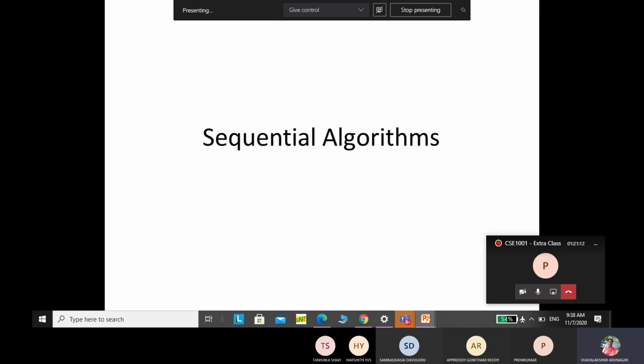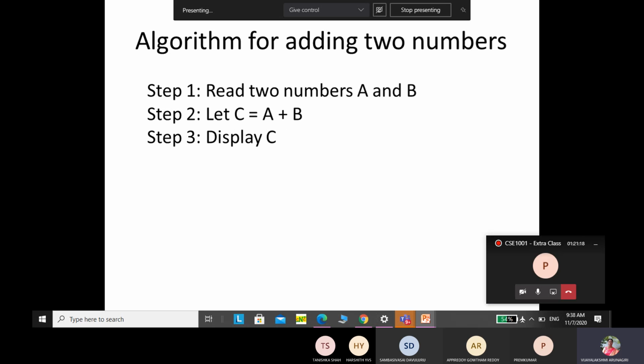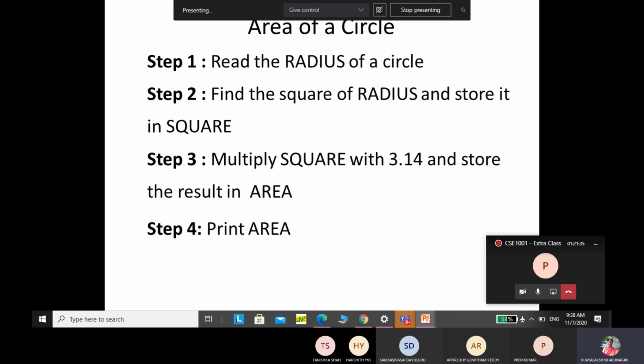So the first one is the sequential algorithm. What is called a sequential algorithm? Solving any problem step by step is called a sequential algorithm. For example, if I want to add two numbers, how to write the algorithm? I need two numbers to add. So read the two numbers A and B, and next I am adding C equal to A plus B and displaying C. Okay.